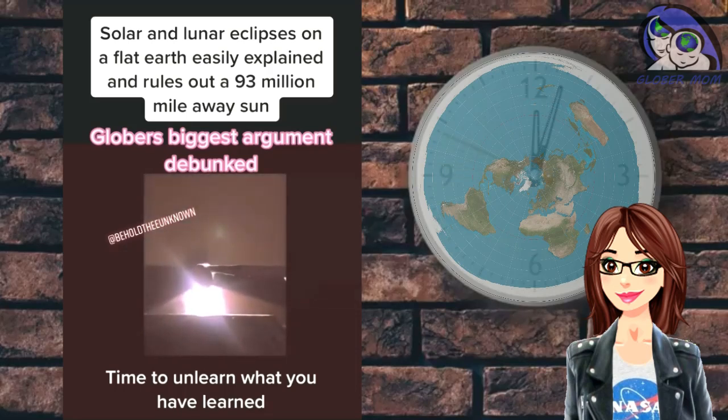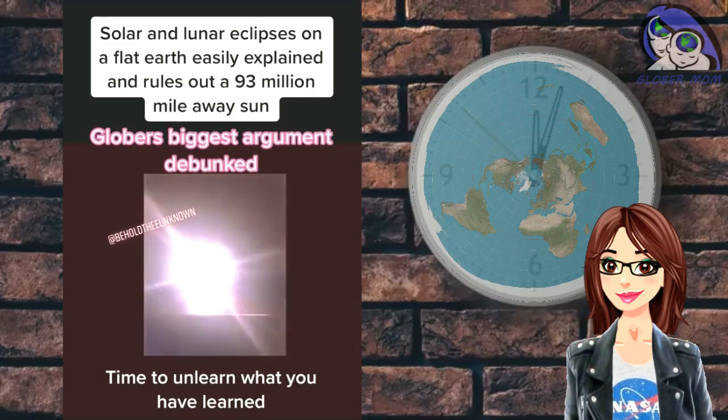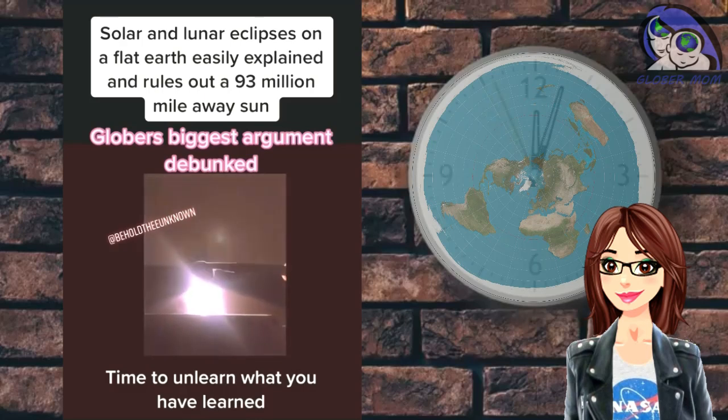Okay, now that doesn't look right. You can't see the corona. And it just doesn't eclipse. You can still see light all around. It's not a total blackout.